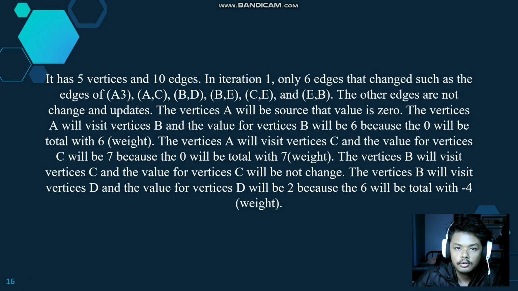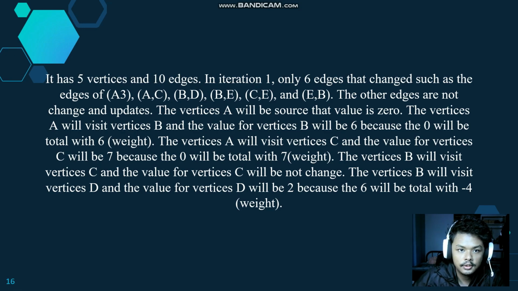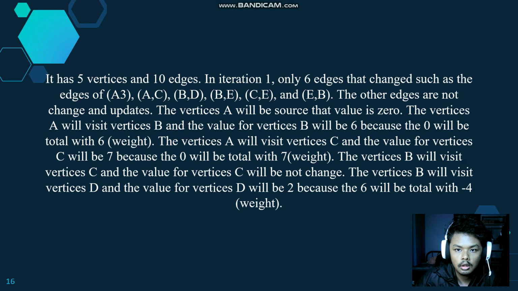The vertex A will be the source, and its value is 0. So you can see here, the value is 0. Vertex A will visit vertex B, and the value for vertex B will be 6 because 0 is totaled with 6, the weight. Vertex A will visit vertex C, and the value for vertex C will be 7 because 0 is totaled with 7, the weight. Vertex B will visit vertex C, and the value for vertex C will not change. Vertex B will visit vertex D, and the value for vertex D will be 2 because 6 is totaled with -4, the weight.